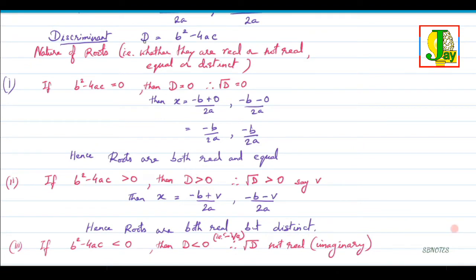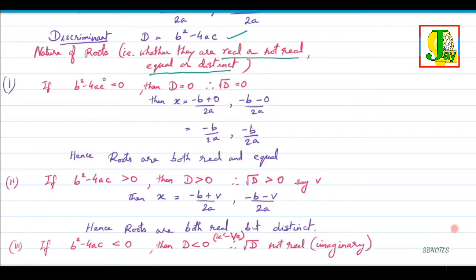As I said, the discriminant d equals b square minus 4ac. Now d decides the nature of the roots. How? Let us see. What do we mean by nature? It means whether the roots are real or not real, I mean imaginary, and whether the roots are equal or two different roots. Since we have two roots, they may be equal or not, they may be real or maybe not.